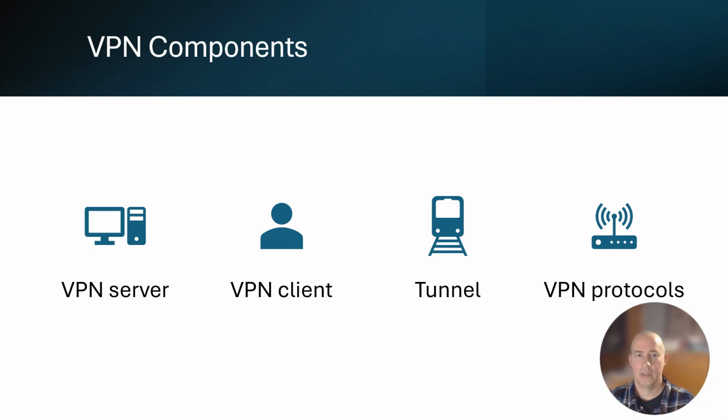The tunnel is the encrypted connection between the client and the server endpoints. And then the VPN protocols are just standard encryption settings. Some examples, a big one is layer 2 tunneling protocol. There's secure sockets tunneling protocol, point-to-point, and IPsec.